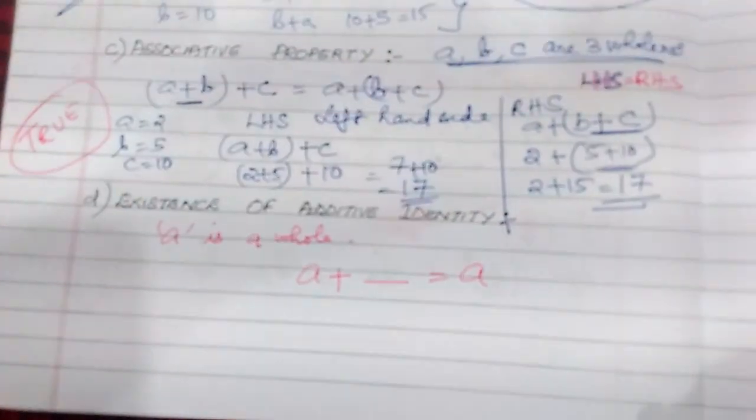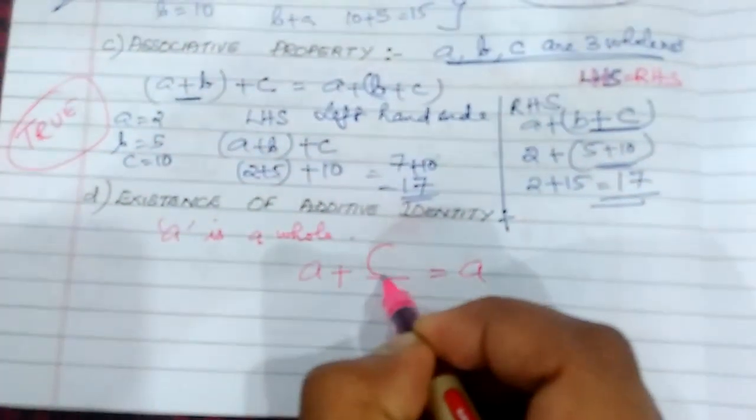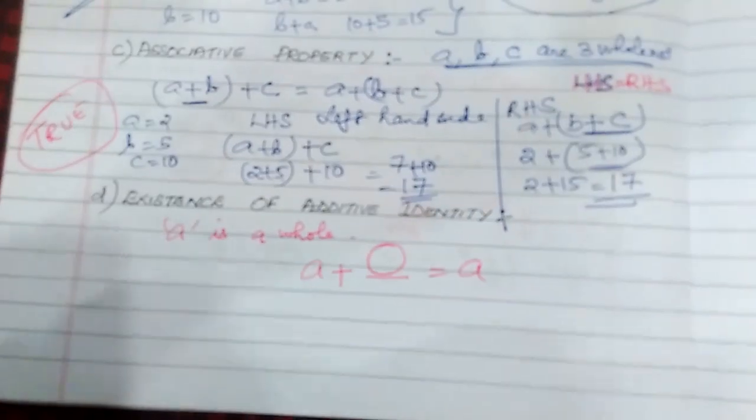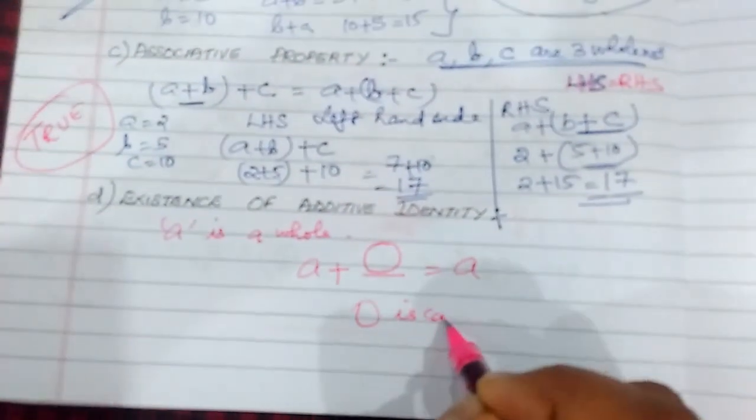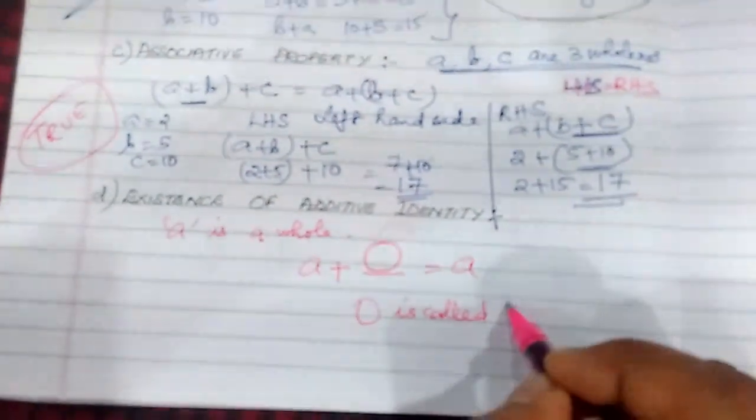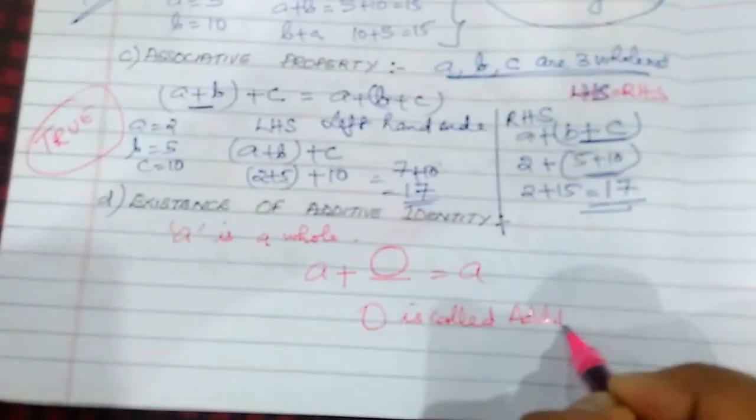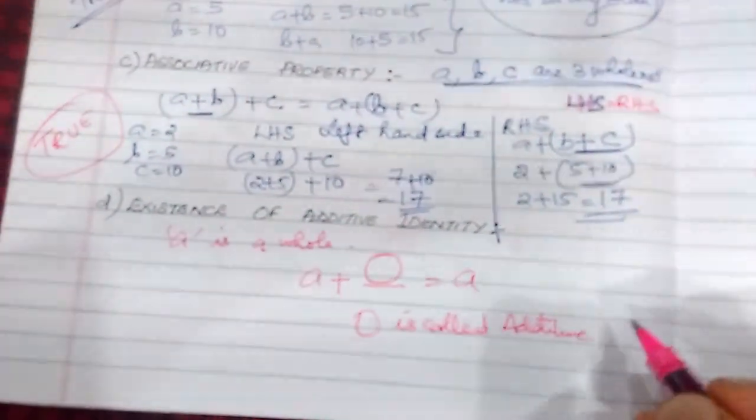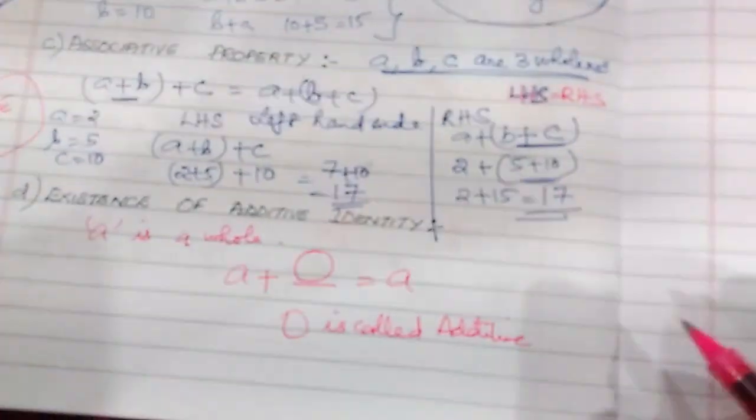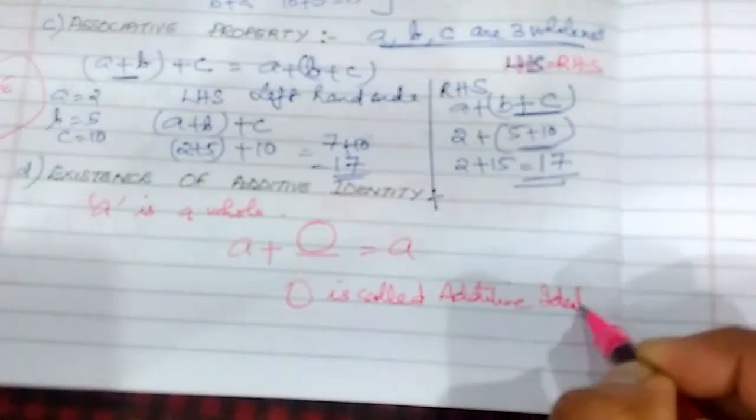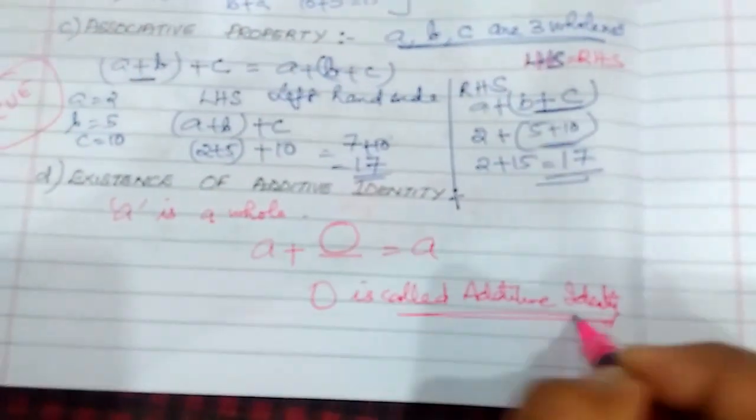Who will say the answer? Yes, it is our 0. So 0 is called what? 0 is called additive identity. What is the special name? Additive identity.